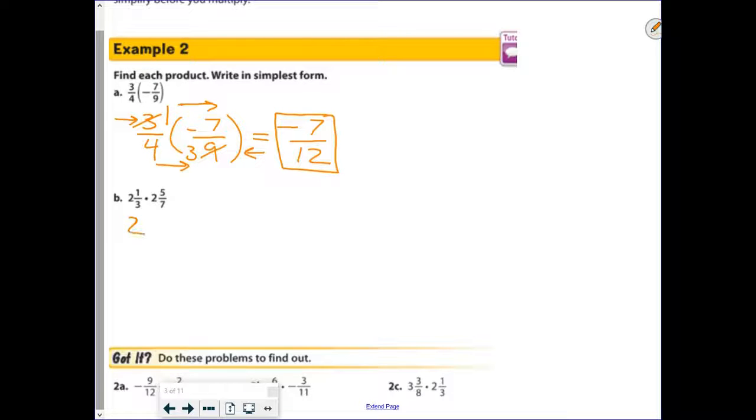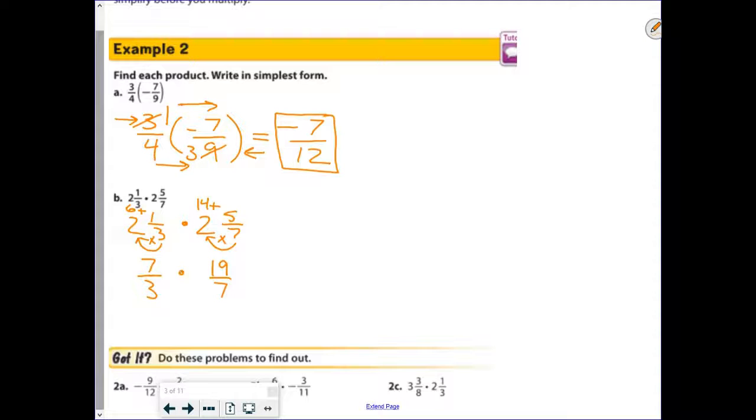So what I'm going to do is change 2 1/3 into its improper fraction by multiplying the denominator times the whole number, 2 times 3 equals 6, and adding the numerator, 1, to make it 7. I keep the denominator, 3, the same. And then I'm going to do the same thing with 2 5/7. I'm going to multiply the 7 times 2. I'm going to get 14. And then I'm going to add the 5 in. That gives me 19. And I write that back over the 7.